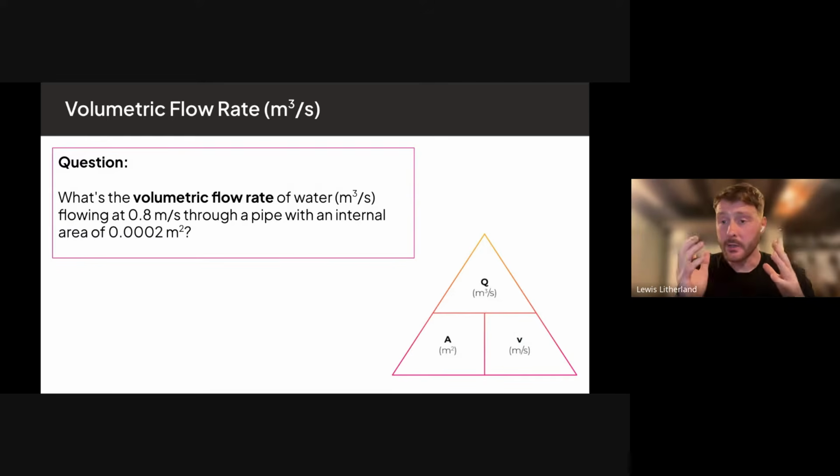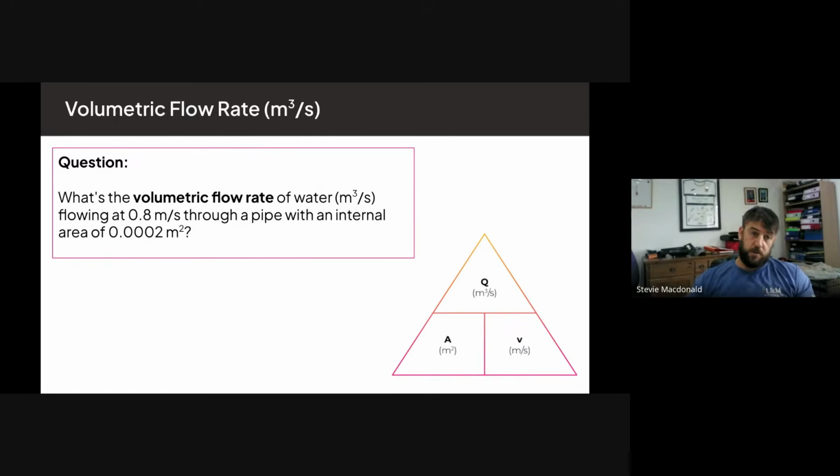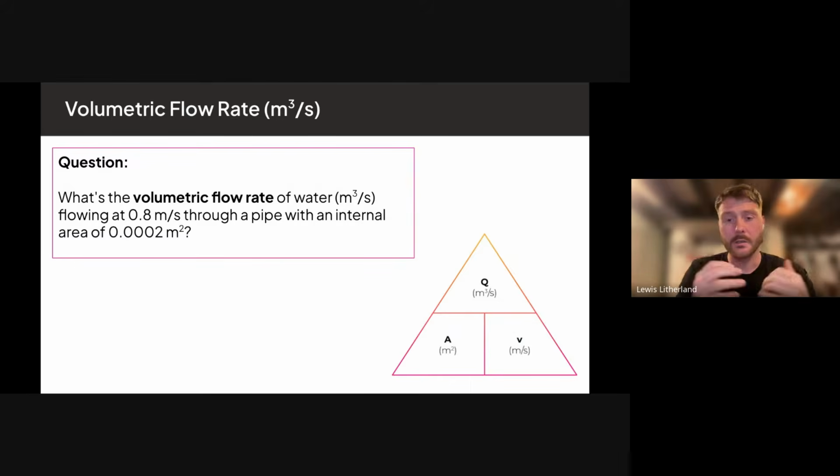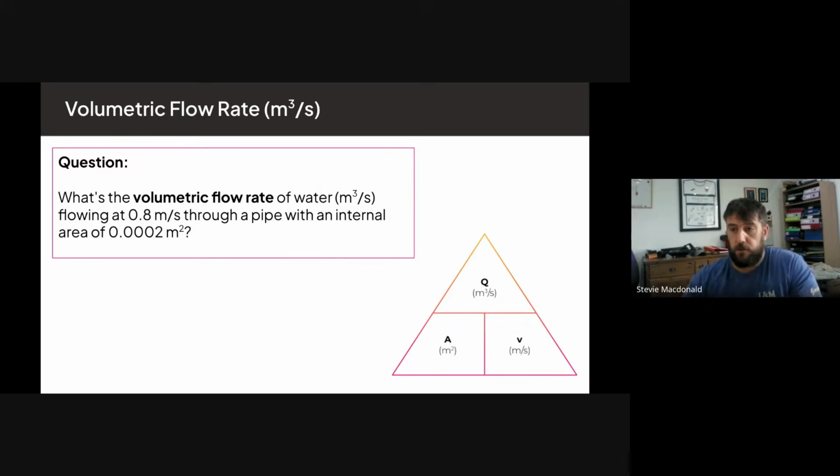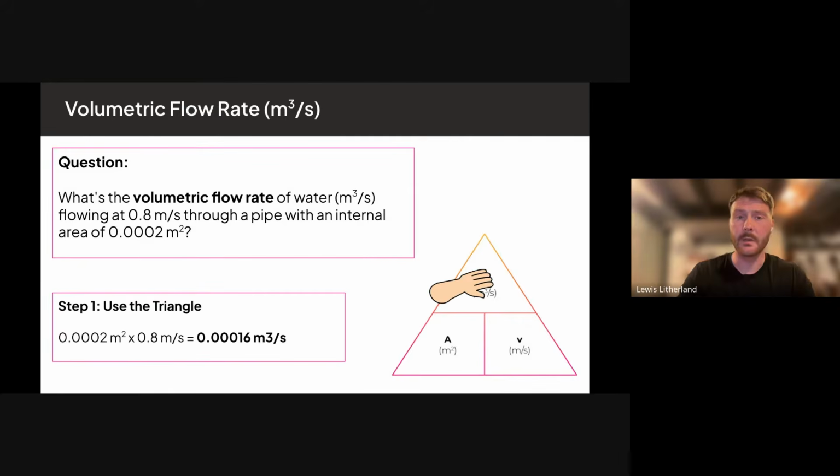Brilliant. Do we need to do any conversions, Stevie, or can we just put that straight into this triangle with the units we've been given on this question? Yeah, you can put it straight in this triangle. Awesome, brilliant, mate. So again, everything on that question is already in meters. We do not need to convert anything. It's already in the same SI units that we're using in that triangle.